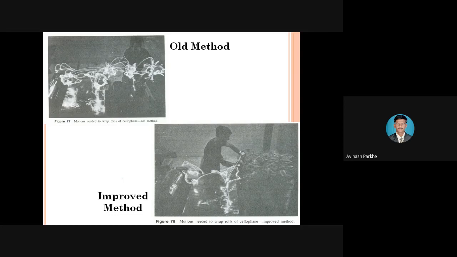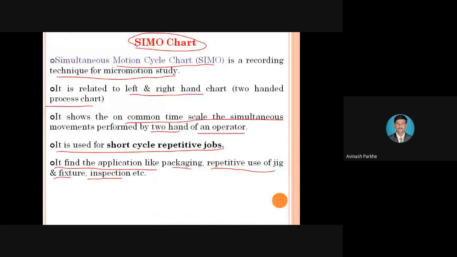Sometimes repetitive operations take place because it is a requirement of the job, but wherever it is possible to eliminate such repetitive movements, we have to eliminate them and develop new methods. So this is the Simo chart we have discussed.